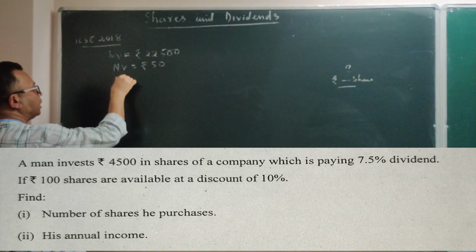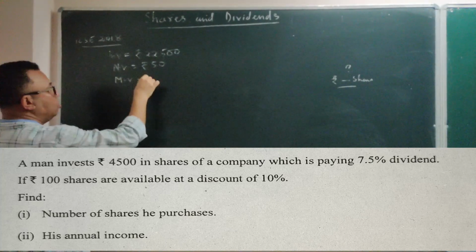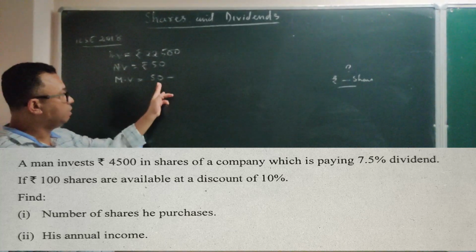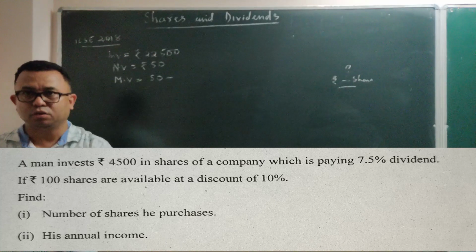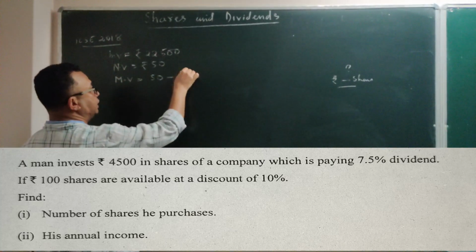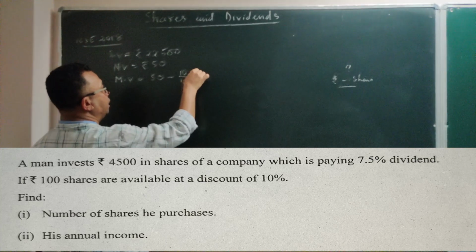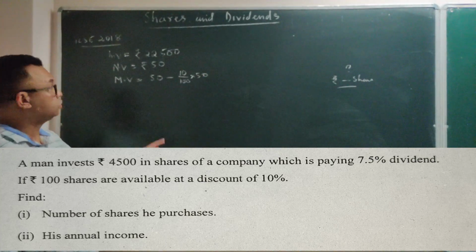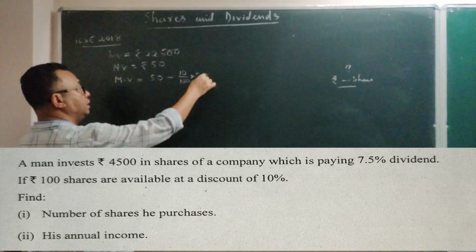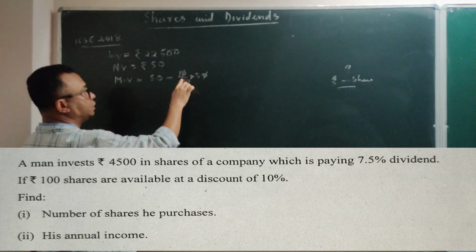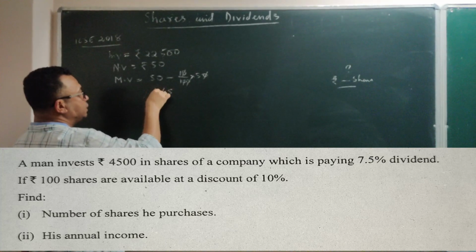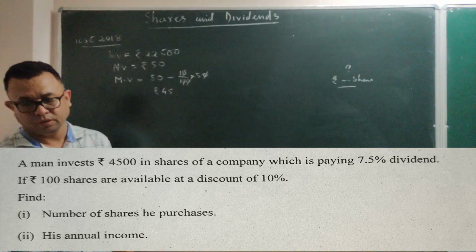So now let me write down market value. Market value is nominal value, discount means minus. So nominal value minus discount, but discount is not given in rupees. Discount is given in percentage, 10%. So it is 10% of 50. 50 rupees is the nominal value and 10% of 50, let's see how much is that. 0 and 0 cancel, so it is 5 rupees. So 50 minus 5, 45 rupees is the market value.